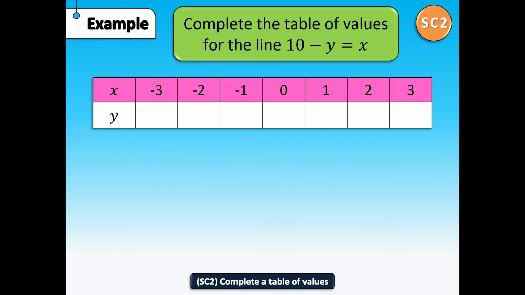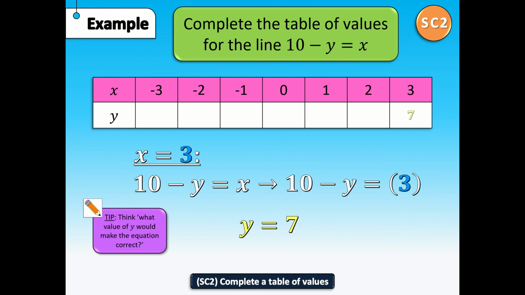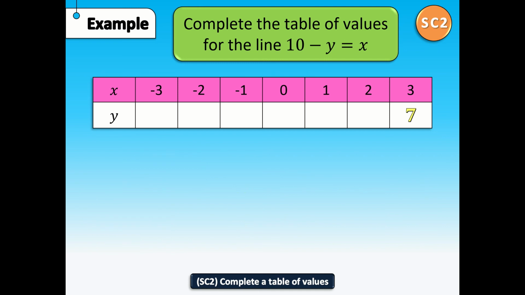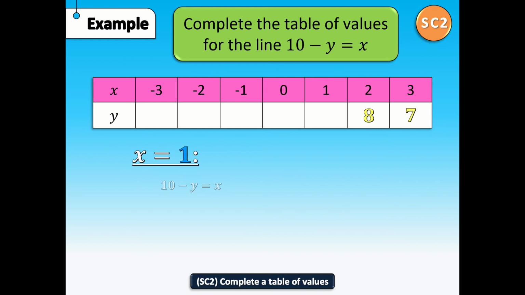Here's another example. So we want to complete the table of values for 10 take away y equals x. So if x equals 3, what number do we take away from 10 to make 3? So in this case, y must be 7. When x equals 2, 10 take away y equals 2, so y must be 8. When x equals 1, 10 take away y equals 1, so y must be 9.